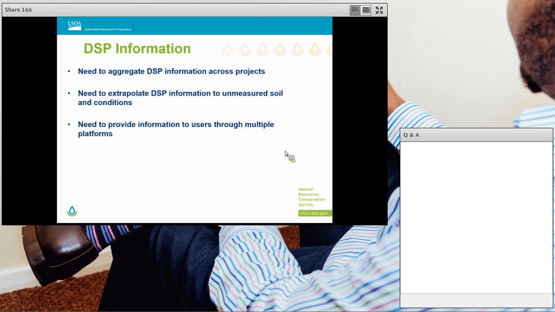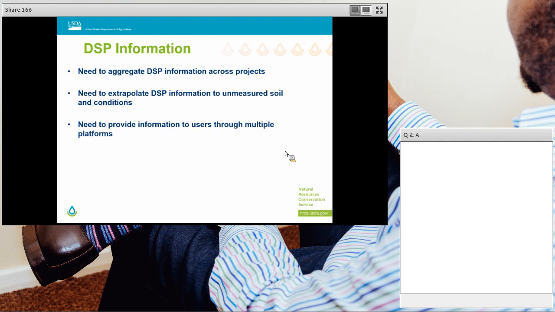So there's a need to aggregate this DSP information across these projects, right? And we're working on how to do that. And then we also need to think about how we're going to make maps, how we might convey this information to other people, how we're going to provide this to decision makers. And so there's a lot of work left to be done.